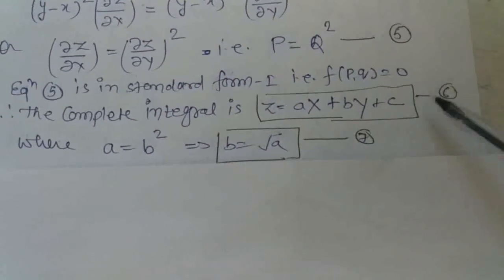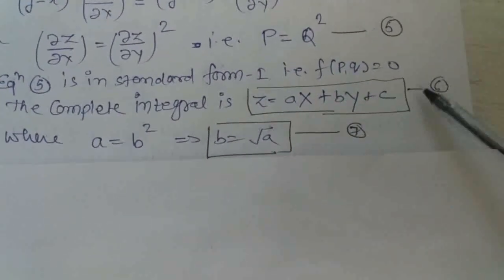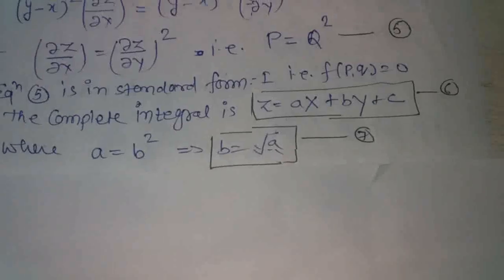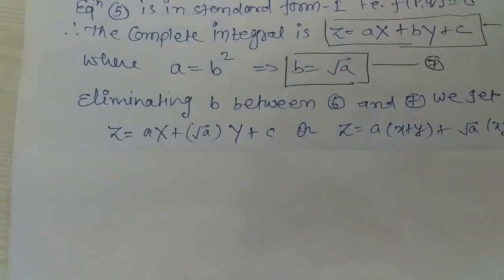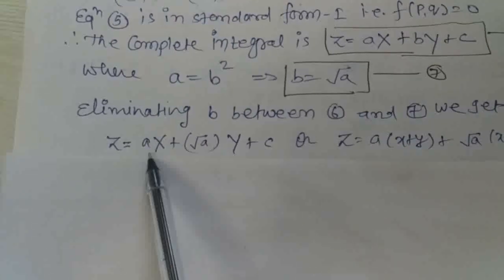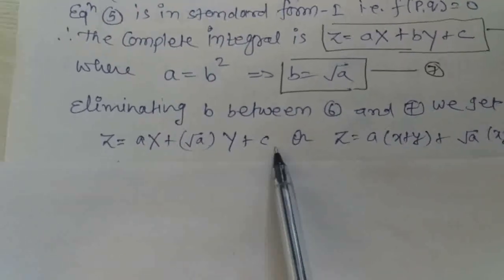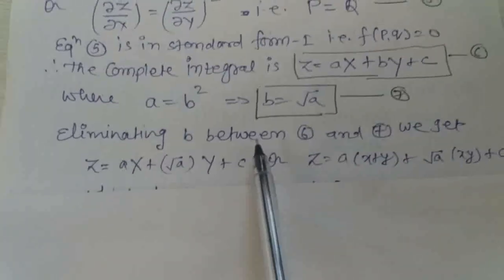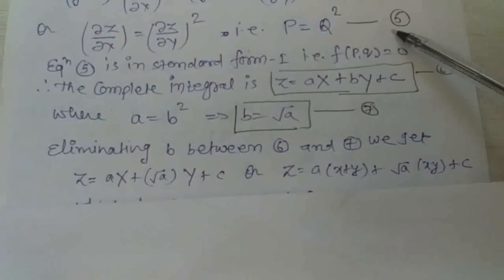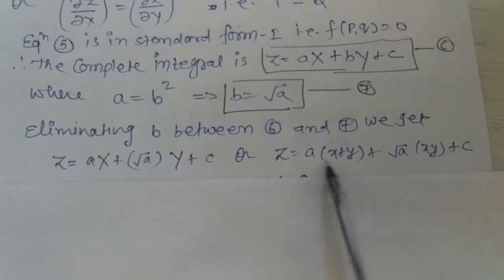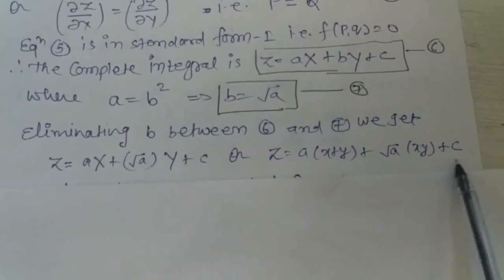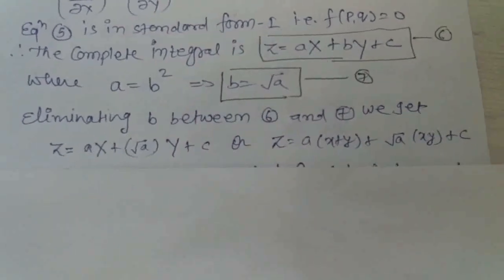Now eliminating B between 6 and 7, we get this relation: z equal to a capital X plus root a capital Y plus c. This is the complete integral of equation 5. Replace the values of capital X and capital Y, and we get the complete integral of the given equation.